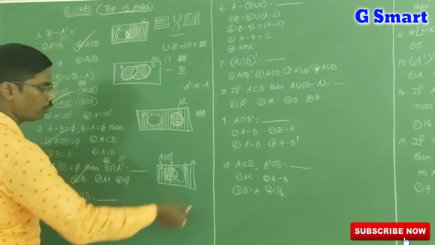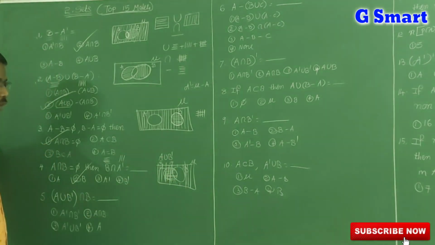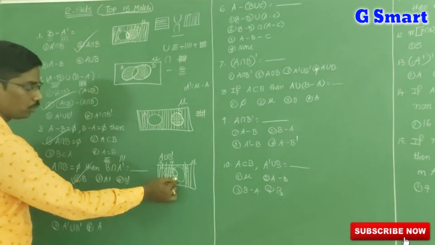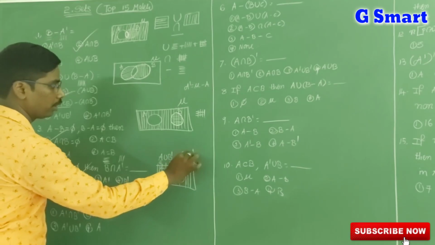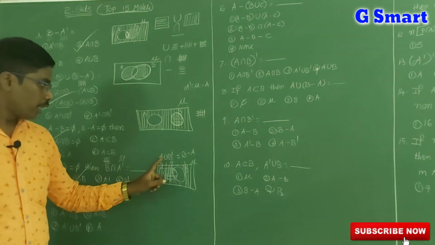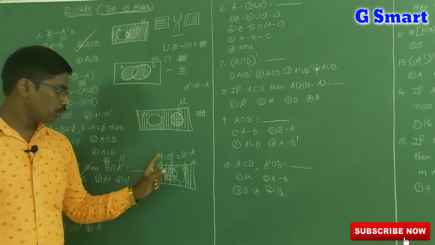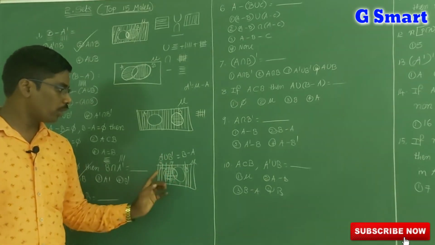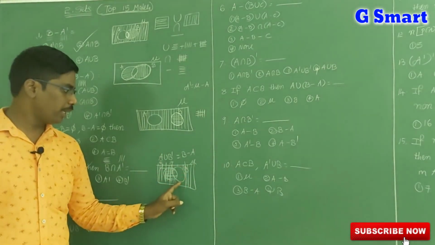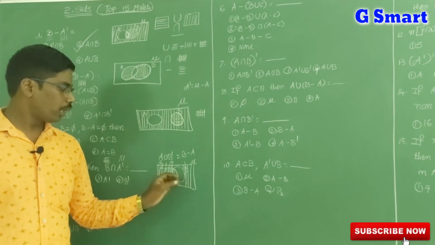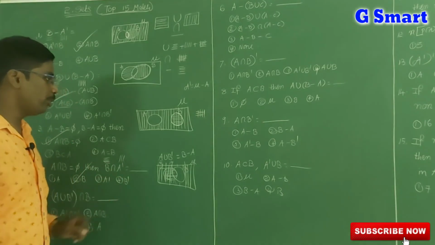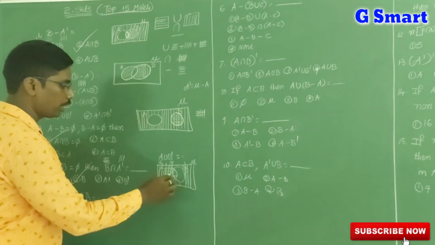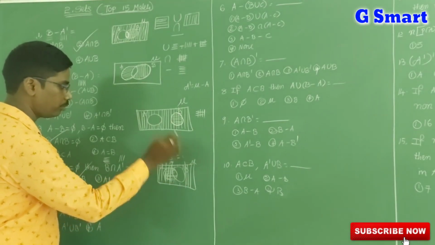So union means all we have to take. Means we have to take B minus A. This is nothing but B minus A. See here clearly. A union B dash we have drawn. So union means all we have to take. All we have to take means we don't take B minus A, isn't it? So we are eliminating, means we are taking all except B minus A. This is not B minus A. So we are taking everything else.